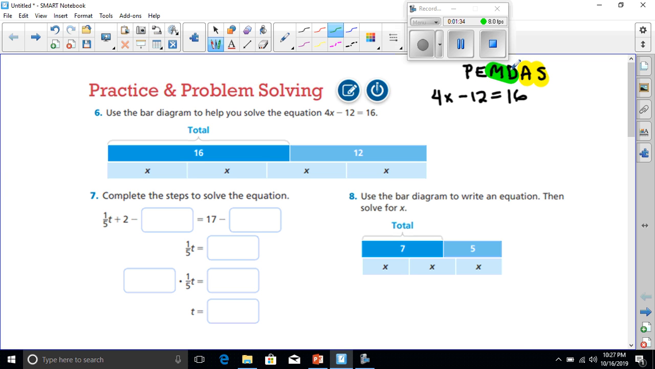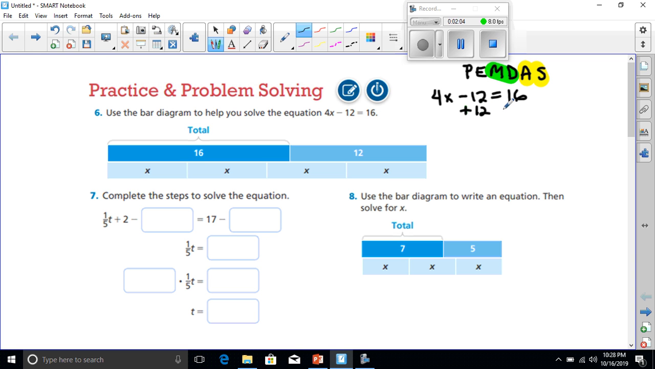The multiplication is the 4 times x. So I have to do the negative 12 first because I'm subtracting. Now remember, I have to do the opposite operation of whatever I see there, because when I'm solving equations, I do everything backwards. I do PEMDAS backwards, and I do the operations backwards. So if I have negative 12, the inverse is going to be positive 12.